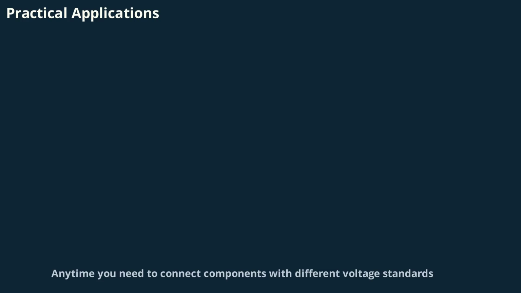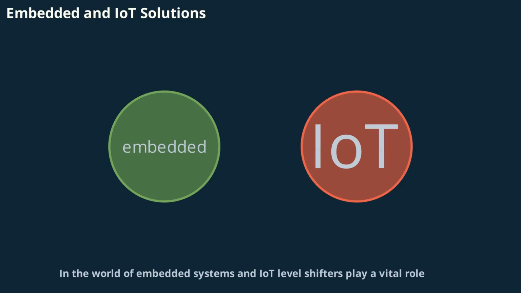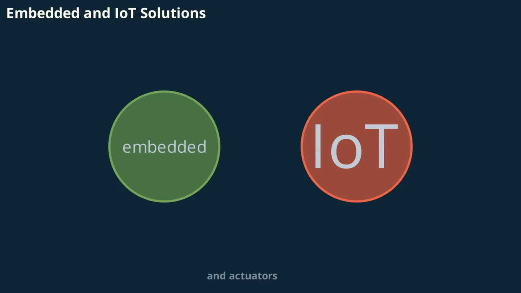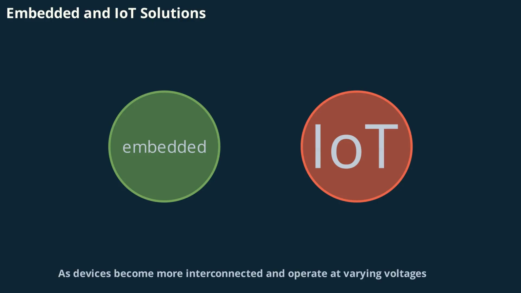Anytime you need to connect components with different voltage standards, a level shifter is your go-to solution. Their versatility and reliability make them a staple in every hardware designer's toolkit. In the world of embedded systems and IoT, level shifters play a vital role in ensuring seamless communication between microcontrollers, sensors, and actuators. As devices become more interconnected and operate at varying voltages, the need for reliable level shifting solutions continues to grow. Whether you're prototyping or deploying at scale, level shifters are a must-have.